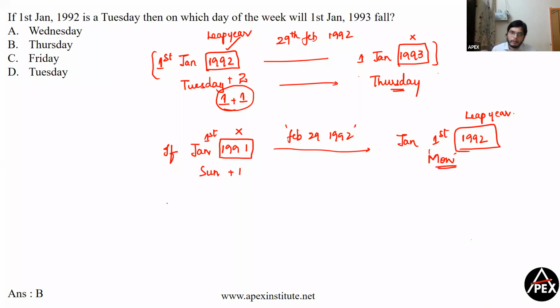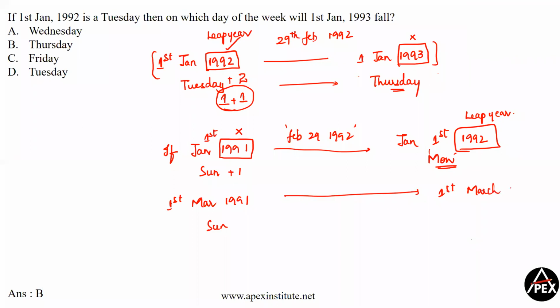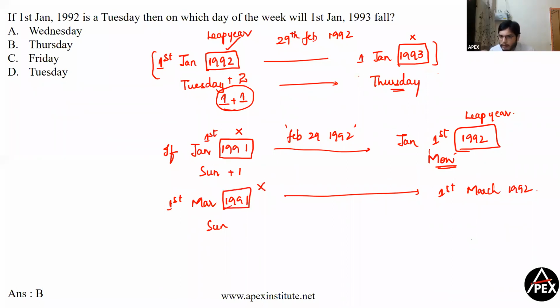Now the second scenario, if 1st March 1991 is Sunday, then what day of the week will be 1st March 1992? Tuesday. It will be Tuesday. Again same logic. Is 1991 a leap year? No, this is not a leap year. Is 1992 a leap year? Yes, this is a leap year. Do we have Feb 29, 1992 in between them? Yes. So you will be having two odd days. So the answer will be Tuesday.